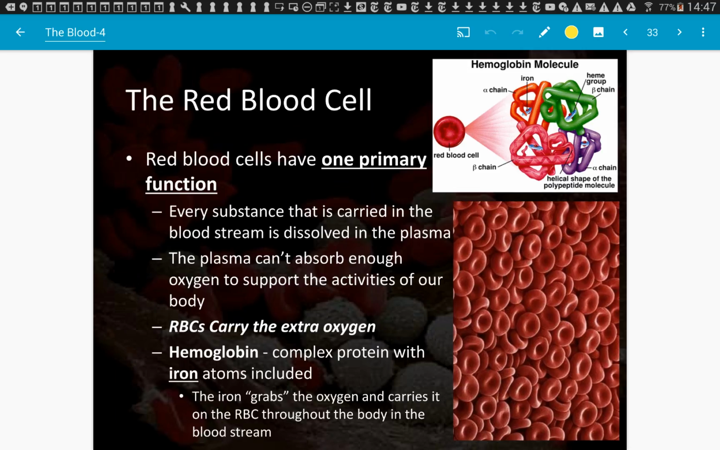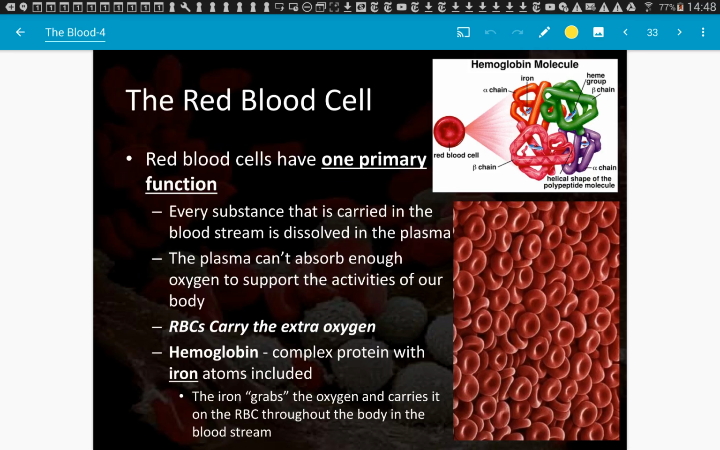Okay, so we're going to talk about the red blood cell now, its shape, its function, and it has just one job. And its job is to grab onto oxygen in the lungs and carry it to tissues where the oxygen levels are low and deliver the oxygen. That's their job, okay?